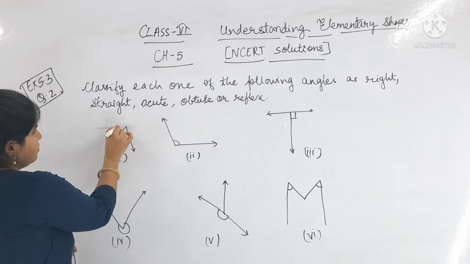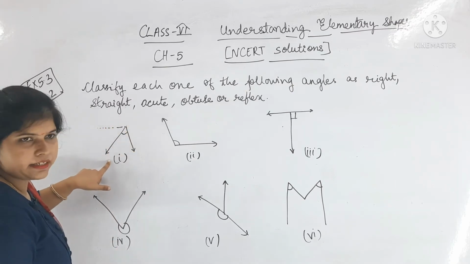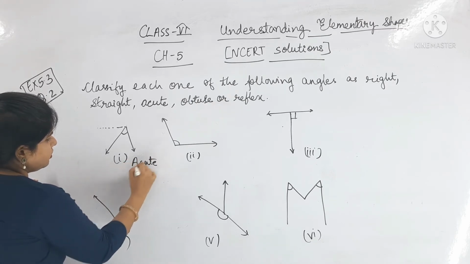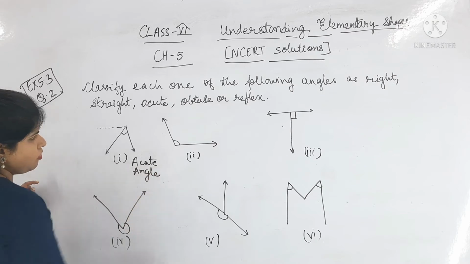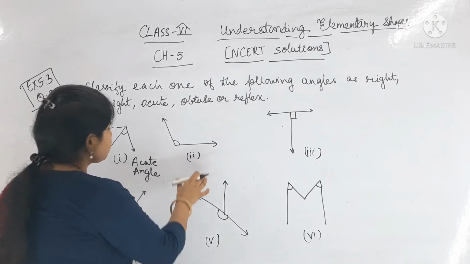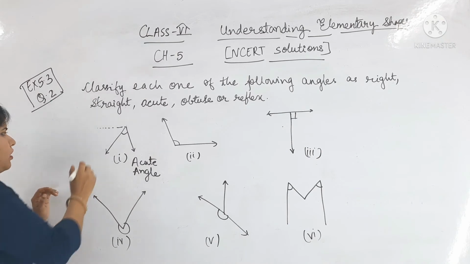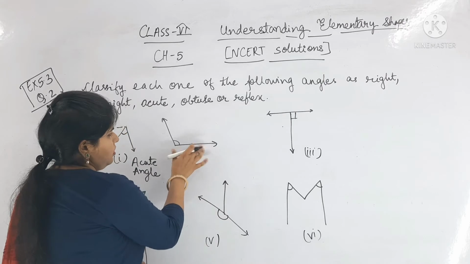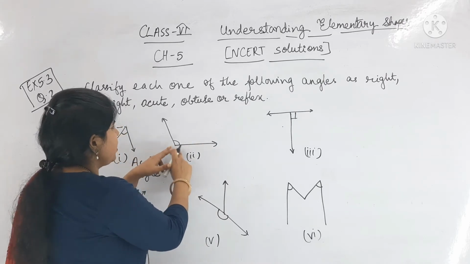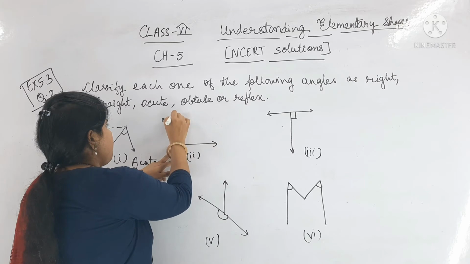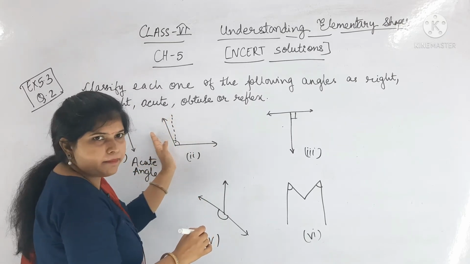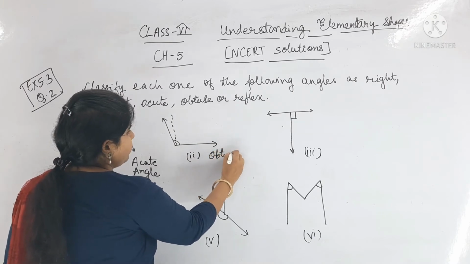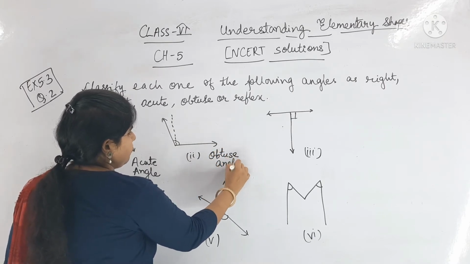Here, if you place the protractor, you can see this is less than 90 degree, so this is the acute angle. Understood? Then number 2, if you place the protractor here, this is 90 degree, so it is greater than 90 degree. Greater than 90 degree means this is an obtuse angle, right?